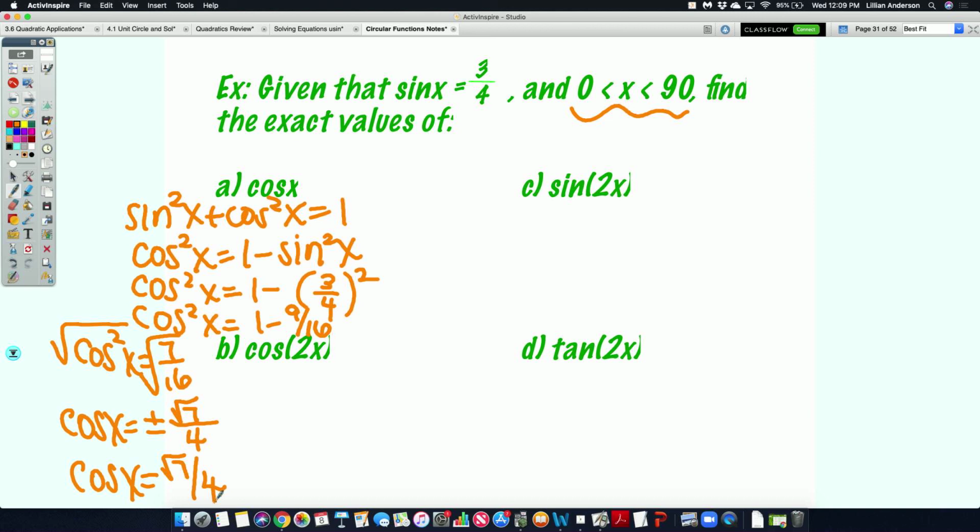We were able to find the exact value for cosine using the Pythagorean identity and the fact that we were given that sine x is equal to 3/4. Questions?